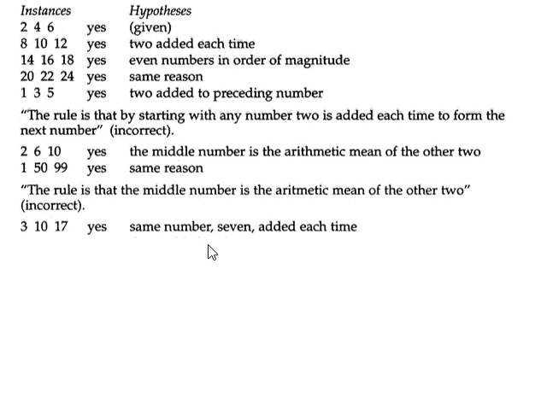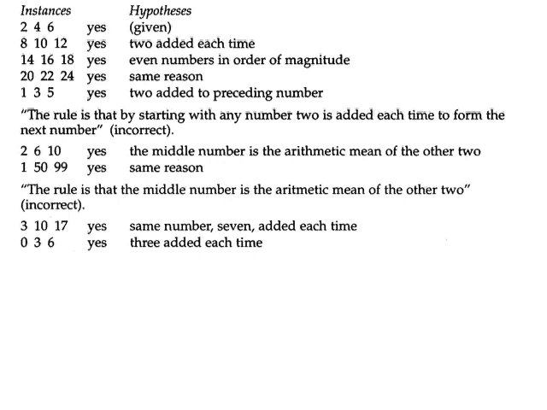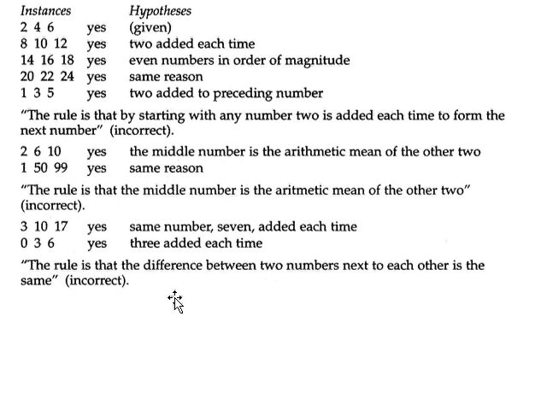Then, same number, 7 added each time, so the subject comes back to something like this, which doesn't actually fit. It doesn't actually fit a triplet that this subject has already produced, because that fits the rule that generated the original 2, 4, 6, and it's less restrictive. So it's not adding 7. It's a bit of a puzzle why this hypothesis, which again is fairly specific, then tries adding 3 each time. That works.